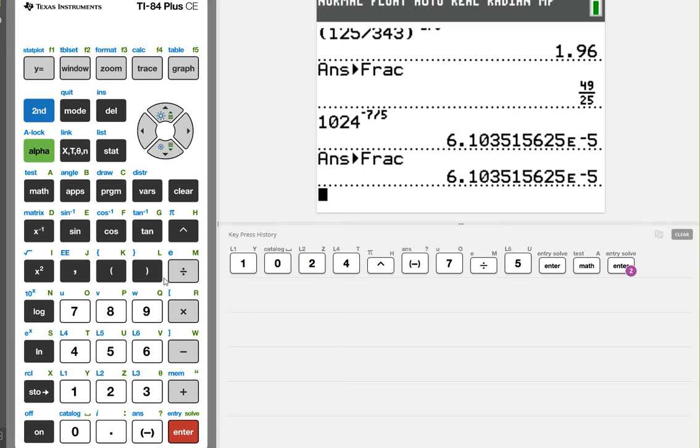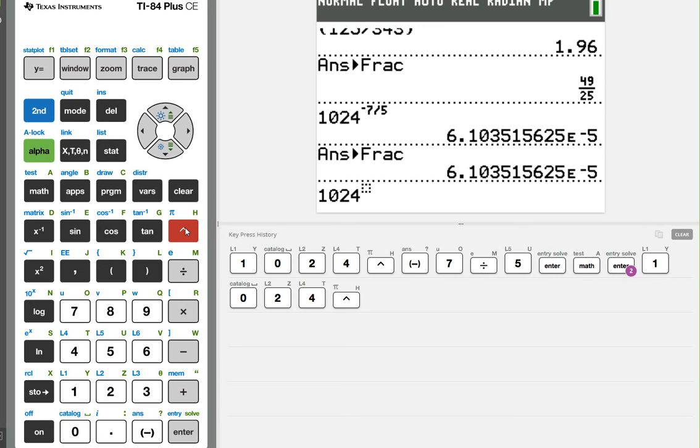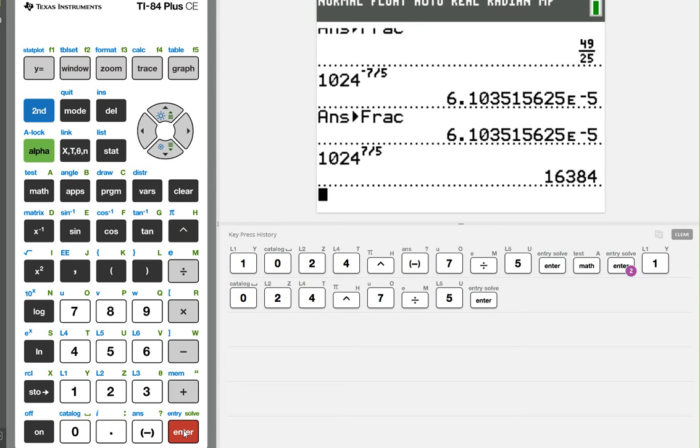I guess the workaround is maybe we can do 1024 raised to the 7/5 power, and then realize that that term has to be in the denominator. There you go. So there's your 16,384, but that would be in the denominator. So a little bit of workaround for you. It's not always going to recognize your answer to fraction stuff.